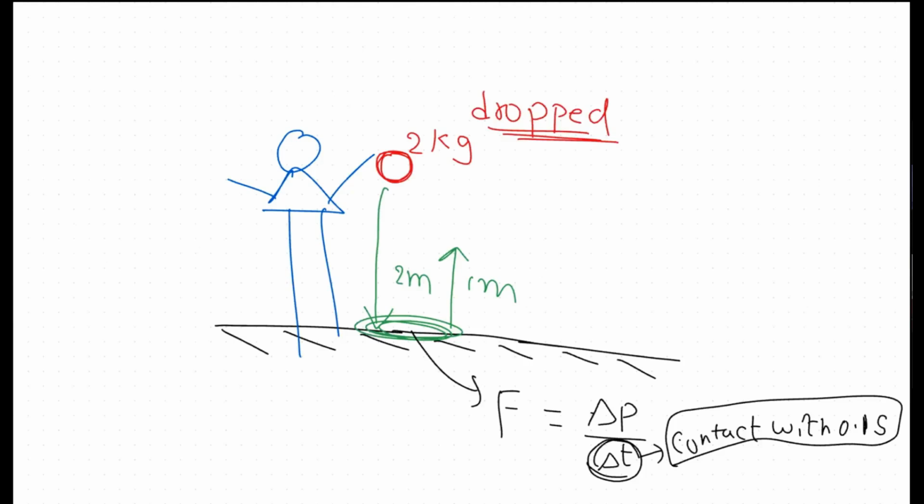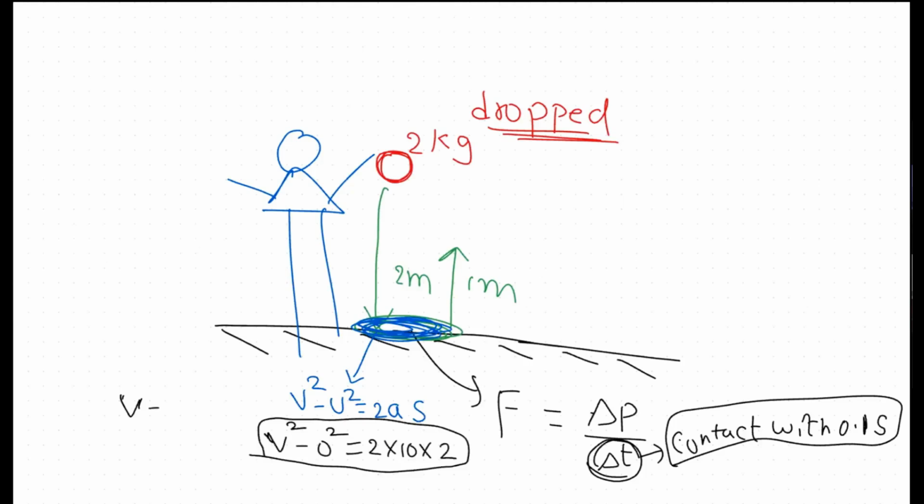What formula should we use? v square minus u square equal to 2as, correct? So how much? v square minus 0 square equal to 2 into 10 into 2 meters. How much is the velocity? v square is 40, so v is root 40, correct? So 2 root 10 meters per second. This is the velocity with which it is hitting the ground.